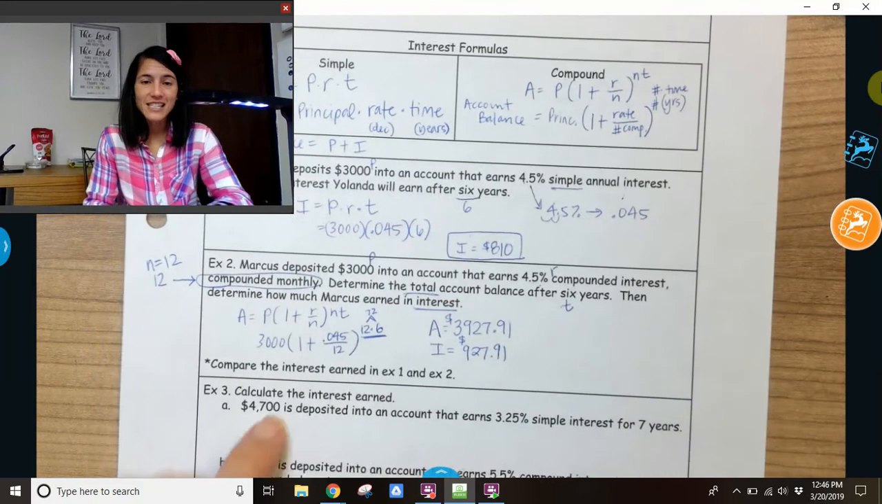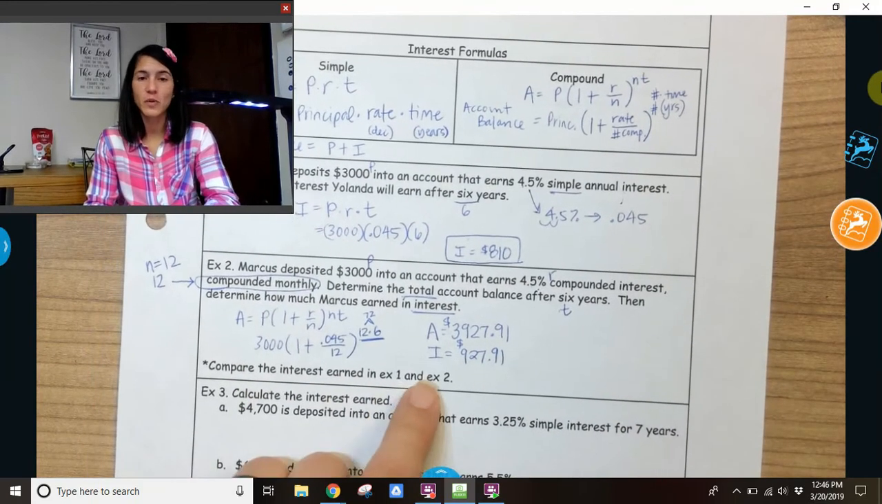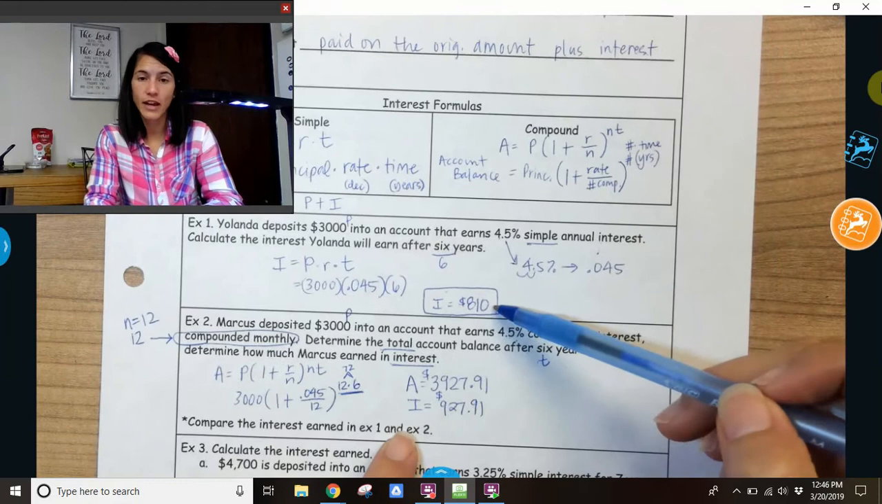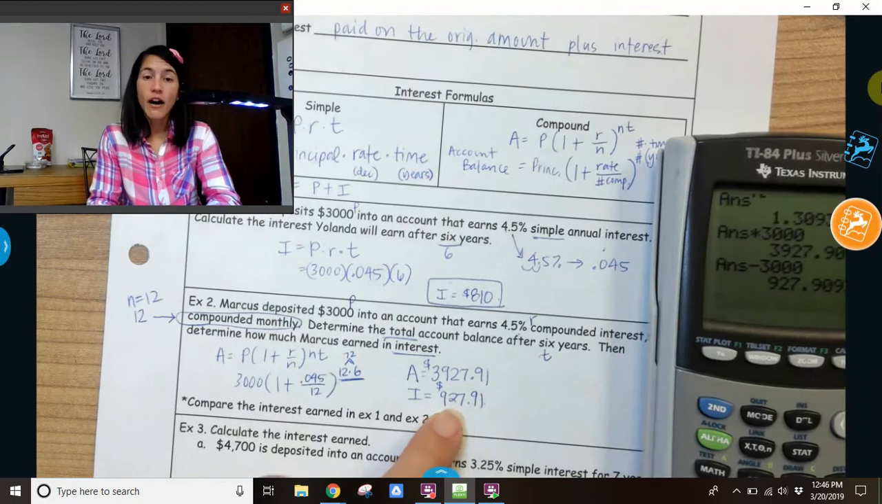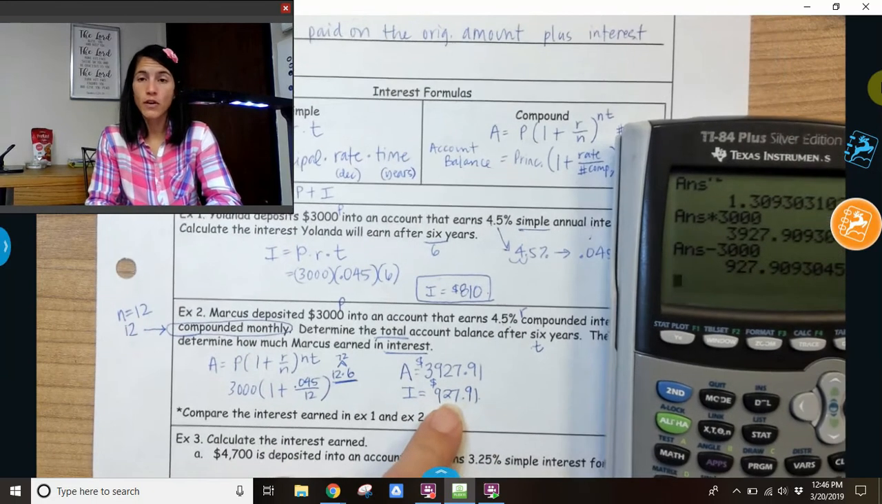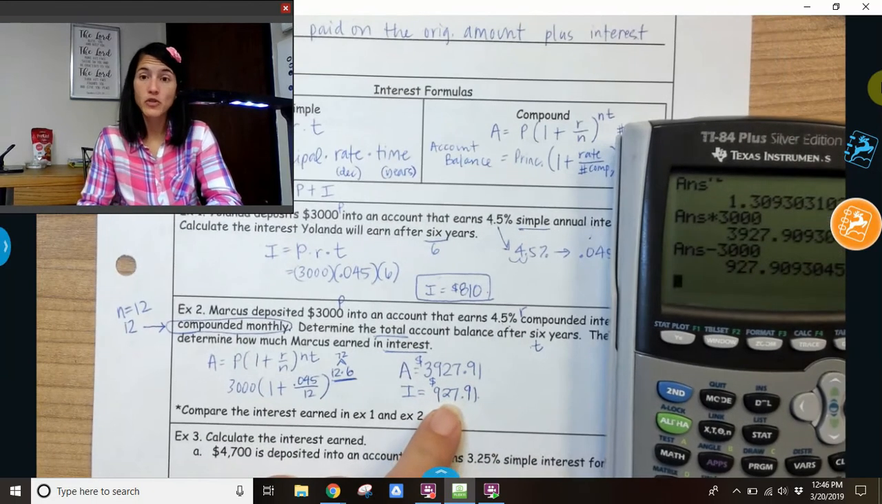Okay, and then the last thing says compare the interest in example 1 and example 2. So in example 1, we had $810. In example 2, we had $927.91. So obviously, Marcus had more. So how much more? $927.91 minus $810.